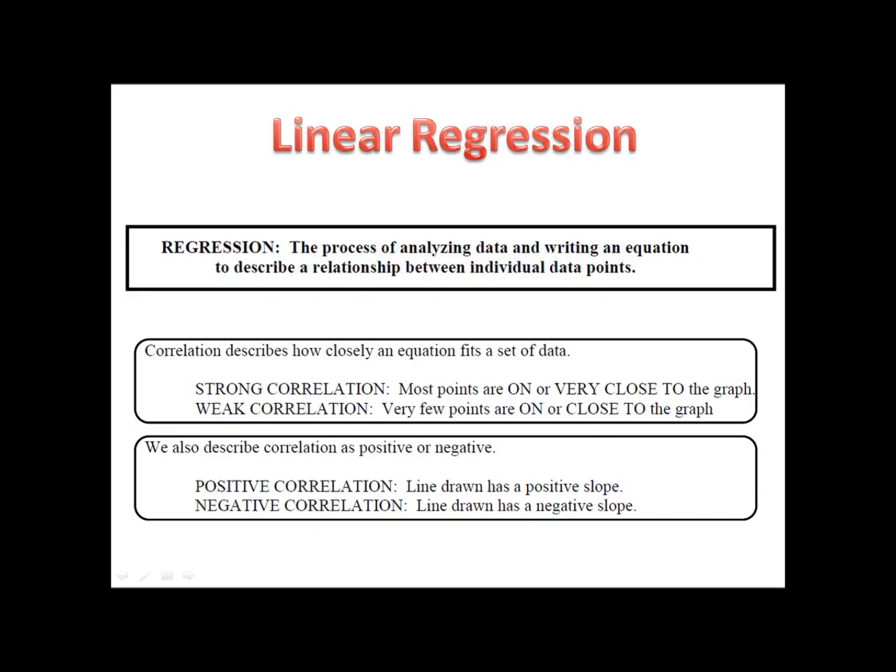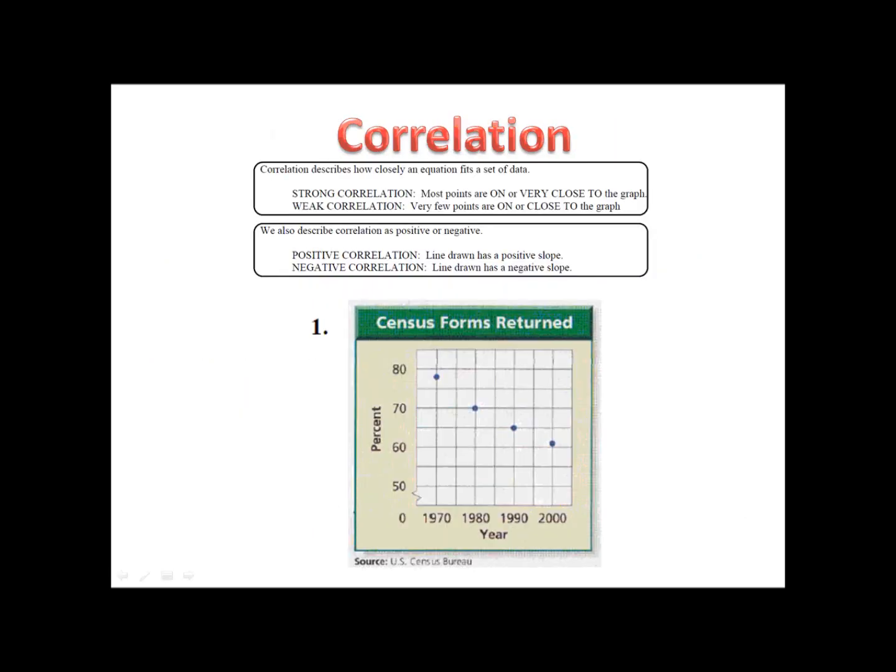Linear regression is simply the process of analyzing data and then writing an equation to describe a relationship between the pieces of information that we have. Take a look at our first example here. Every 10 years, the United States government sends out a survey to all of the households in the United States. You're supposed to fill out that survey and send it back to the government. Some people do that, but some people don't, which causes someone to have to go knock on their door in order to collect the information.